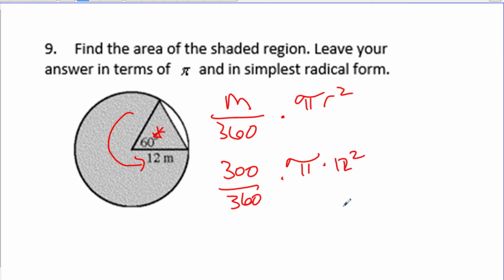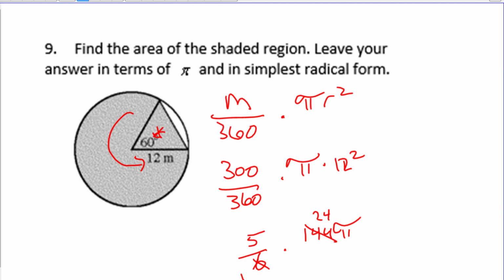Okay. So when I simplify this again, 300 over 360, it looks like I can divide the top and the bottom by 6, and I'd end up with 60, and I'd end up with 5/6 times 144 pi, and I believe 144 will divide evenly with 6. Okay. It does. Oh, I did it the wrong way. 144 divided by 6 is 24. So if I cancel this, I would say this divides with 6 and becomes a 1. This divides with 6 and becomes 24. And then I just have to do 24 times 5, okay, which is 120.